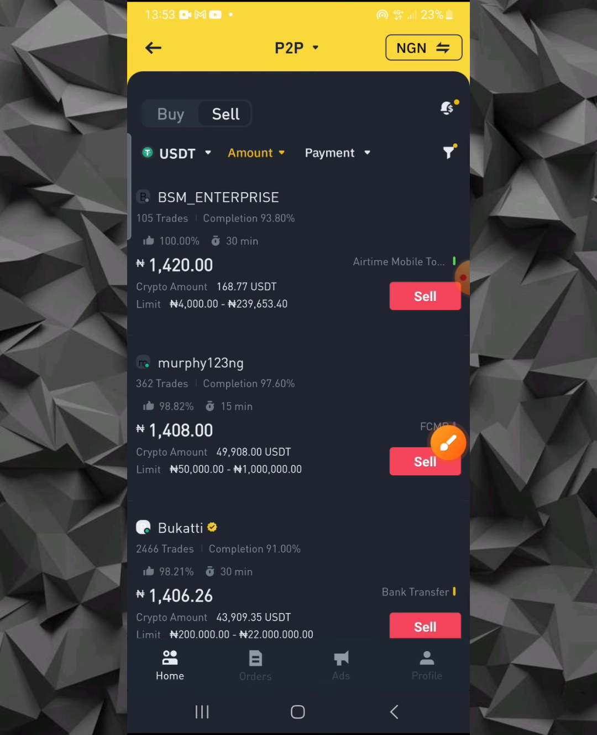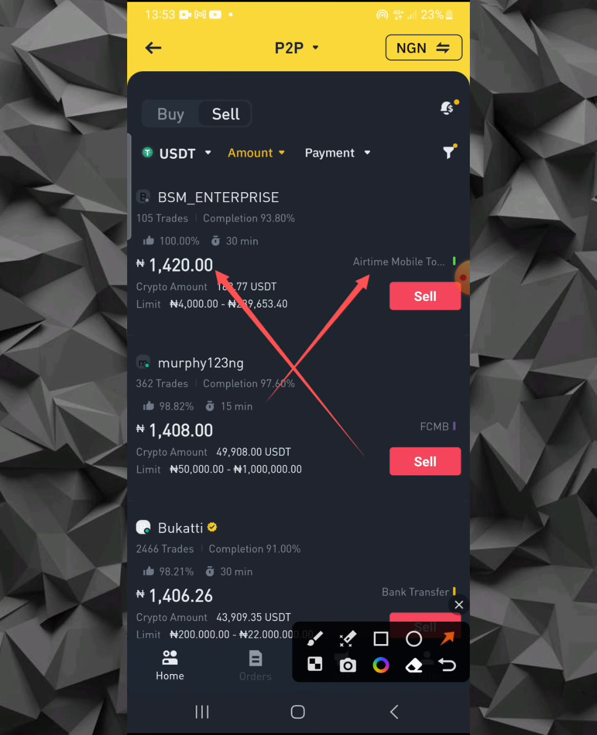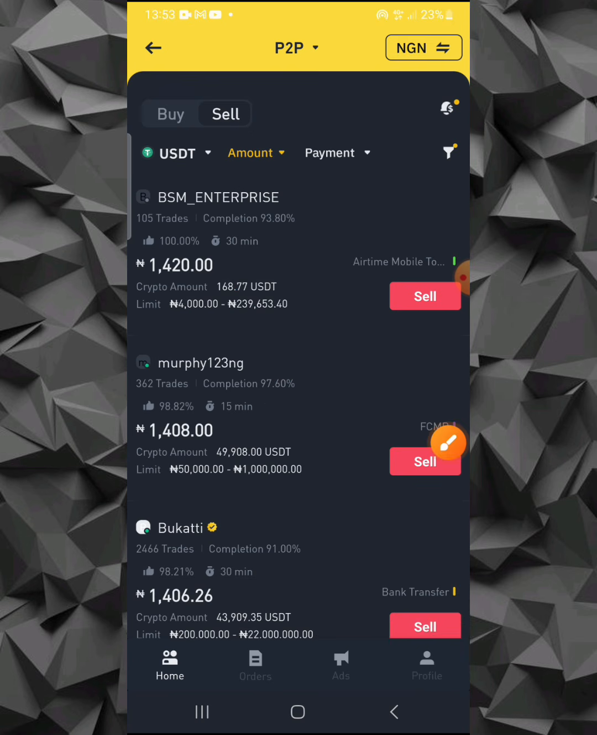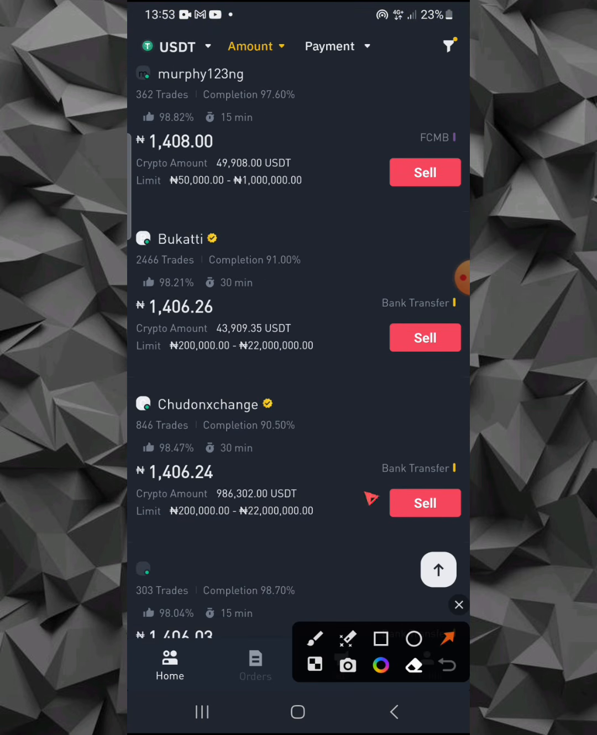So click on confirm. So you can see, guys, we can sell to this first guy, but we can't because he's using bank. His method of payment is not what we're looking for. So let's say you are going to be selling to this guy right here, okay? And you can see his rate, 1,406 naira for USDT, and you can see his bank transfer, and it's within our limit right here.